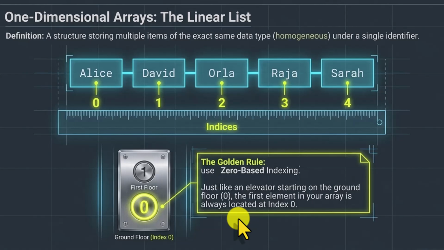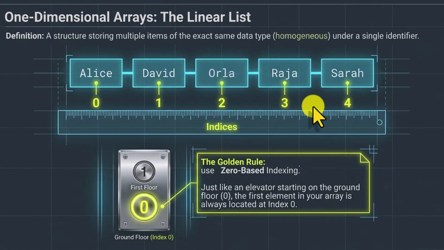An array is like a linear list, a structure storing multiple items of the exact same data type, homogeneous, under a single identifier. So if this is text, the next one is text, the next one is text. If one is a number, all of them are numbers; if one is a string, all are strings. So that is an array.